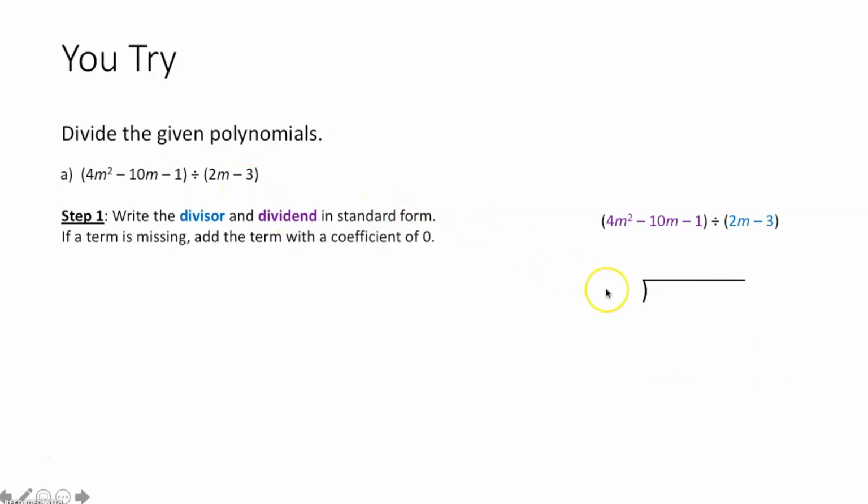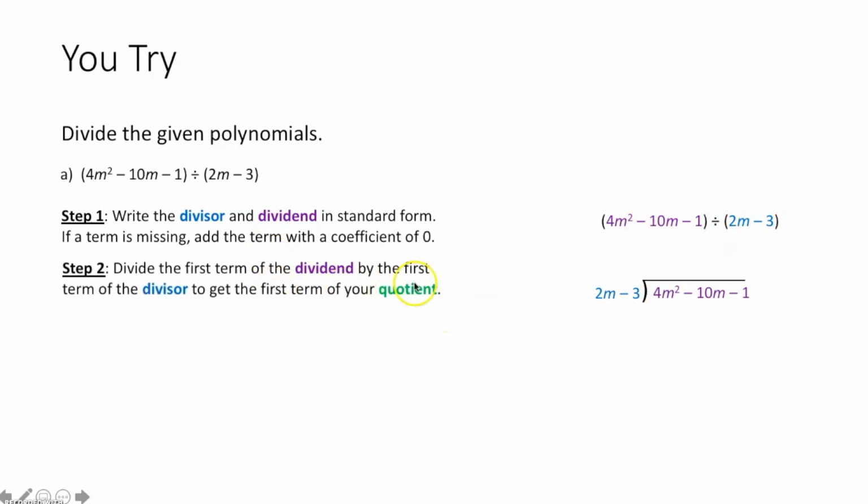Let's write our division symbol. We take our divisor, put it in the front. We take our dividend, put it underneath. Then we move on to step 2, which is to divide the first term of the dividend by the first term of the divisor. So what's 4m squared divided by 2m? That's going to be 2m to the first. And that's going to be the first term of our quotient, our answer.